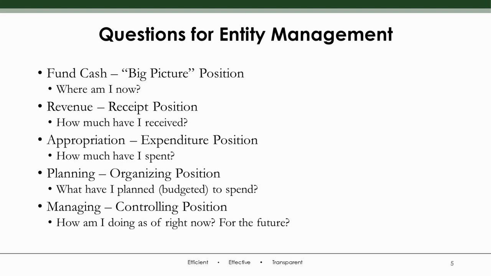Now, getting to the basis of the UAN reporting structure, entity management will have questions. Questions regarding the entity that can be answered through reports in UAN, such as the fund cash, big picture position, where am I now? How much I have received through the revenue receipt position. How much have I spent through the appropriation expenditure position? What have I planned or budgeted to spend through the planning and organizing position? And how am I doing as of right now? And what should I be doing for the future, or the managing and controlling position?